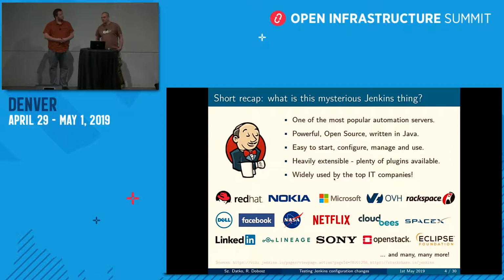So, maybe we could start with what Jenkins is. Jenkins is an open source automation server written in Java. It's very powerful, flexible, and has tons of plugins extending its functionality. It's also easy to install and configure, and it's widely adopted by many companies.